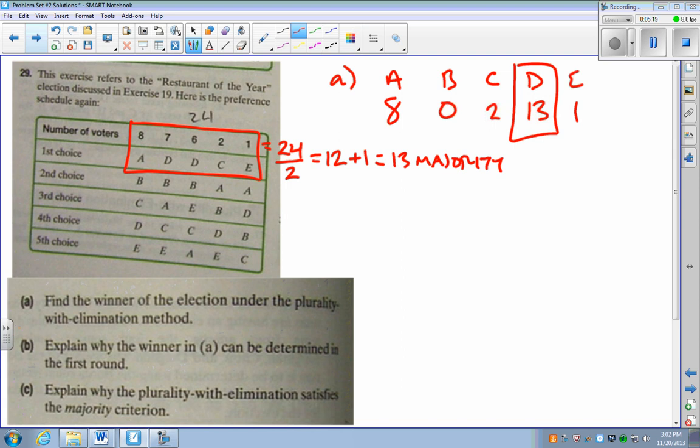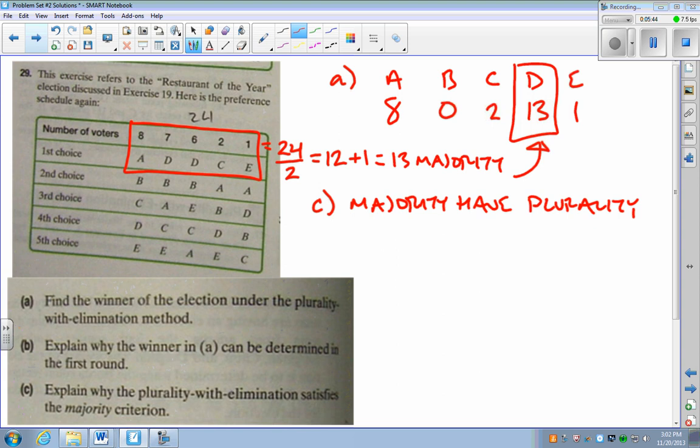Why can the winner be determined in the first round? Because they got a majority. Explain why the plurality with elimination satisfies majority. If you have a majority, you have a plurality. Because you do plurality with elimination until you find a majority.